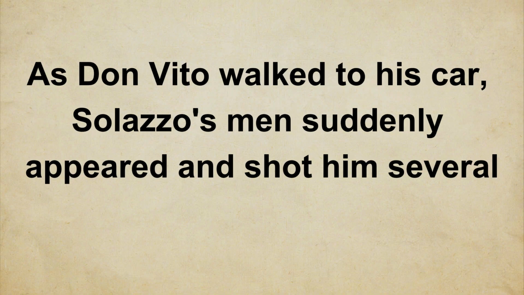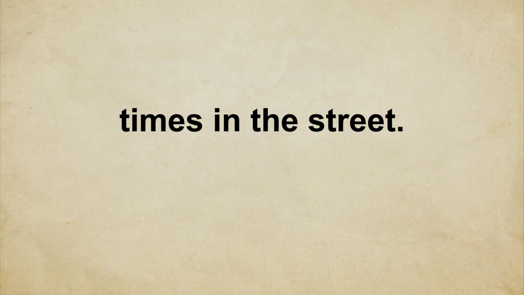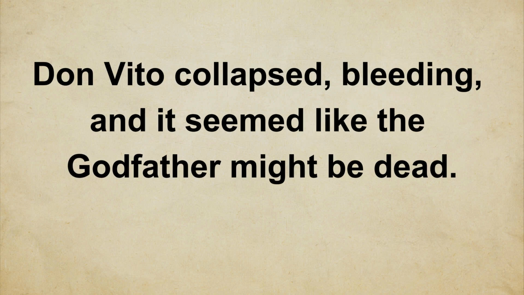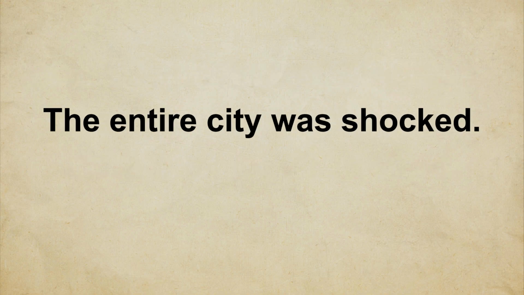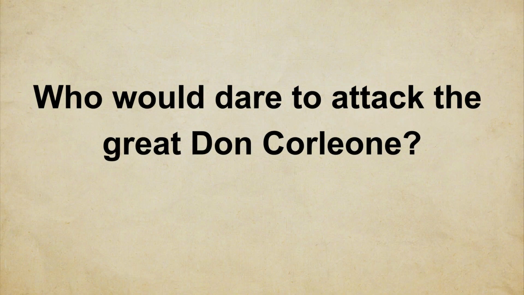As Don Vito walked to his car, Sollazzo's men suddenly appeared and shot him several times in the street. Don Vito collapsed, bleeding, and it seemed like the Godfather might be dead. The entire city was shocked. Who would dare to attack the great Don Corleone?